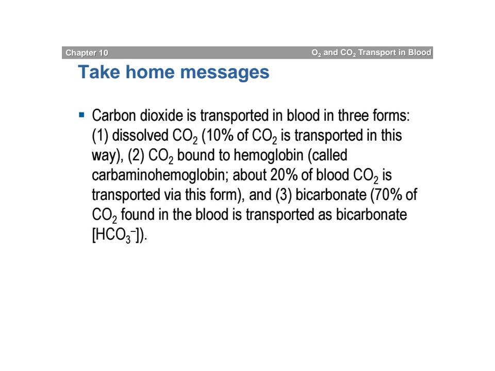Carbon dioxide is transported in blood in three forms. One, dissolved CO2, that means about 10% of CO2 is transported in this way. Two, CO2 bound to hemoglobin, called carbaminohemoglobin. About 20% of blood CO2 is transported via this form. And three, bicarbonate. 70% of CO2 found in the blood is transported as bicarbonate or HCO3-.